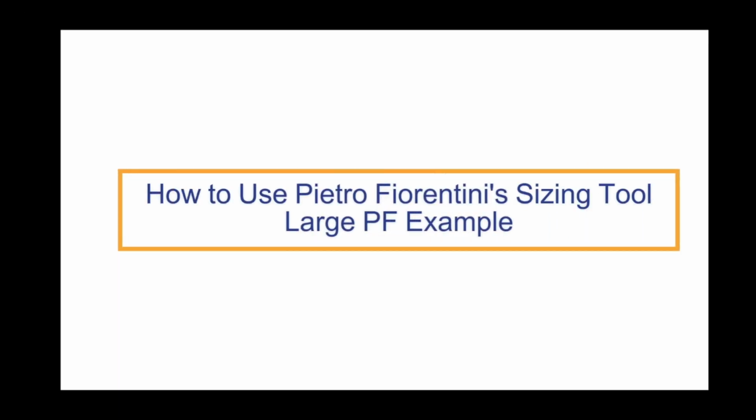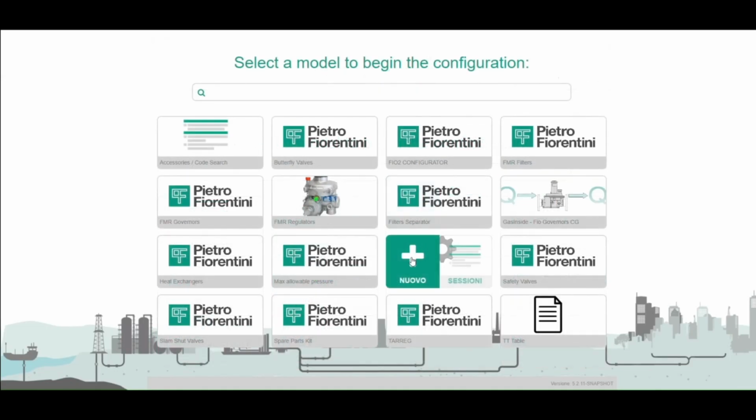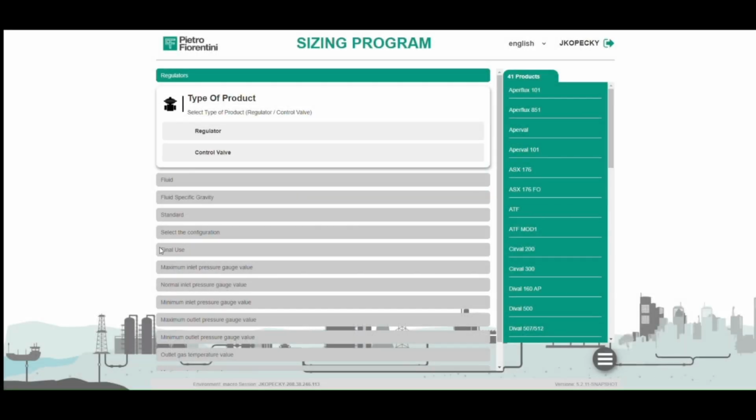Today, we will be going over how to use PF sizing tool with the large PF example. First, log into PF sizing tool using your credentials. Once on the home screen, look for the module titled Regulators. When hovered over, the title will change to Nuovo, which is new in Italian.